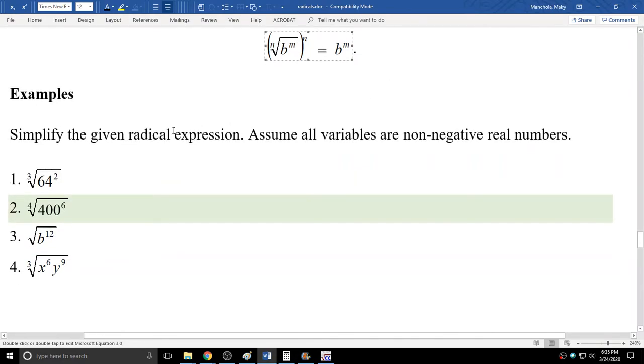Examples. Simplify the given radical expression. So here I'm going to write the cubic root of 64 squared. I'm going to write that as 64 to the 2/3.